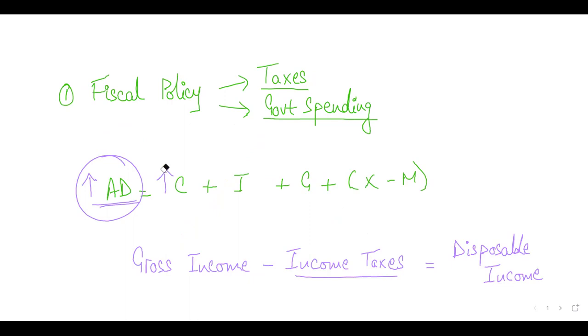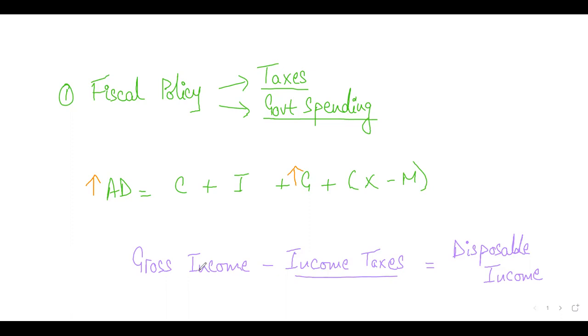Because think about this. G is also a component in aggregate demand. Government spending is another component of aggregate demand. When G is increasing, this component increases. When this component increases, overall aggregate demand increases. When that happens, the same effect happens that we have just discussed. Now, just reverse it. Very good. Excellent. That's correct.